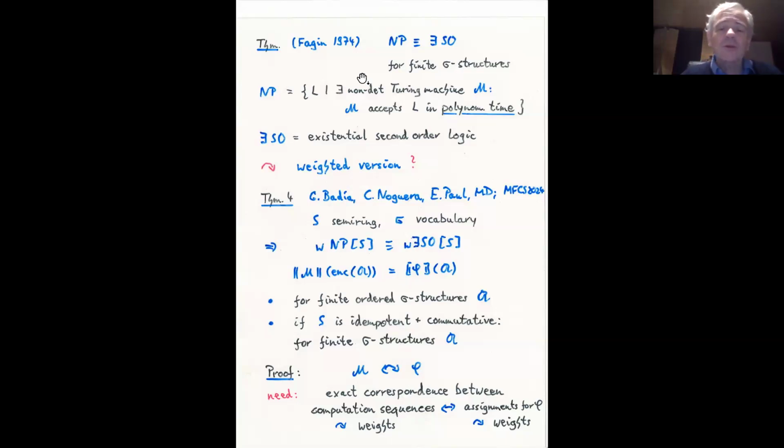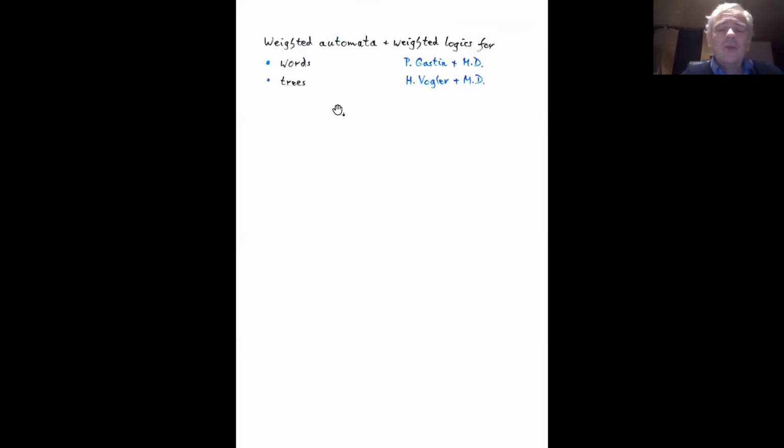Then we also looked at some other results for other complexity classes which came after Fagin's result. Okay, so weighted automata and weighted logics. They were introduced for words by Paul Gastin and myself, and then this correspondence was extended to trees by Heiko Vogler and myself. So in all of these settings here on the left, there is an equivalence result in the classical case for the Boolean semi-ring, and then on the right, it's extended to the weighted setting.